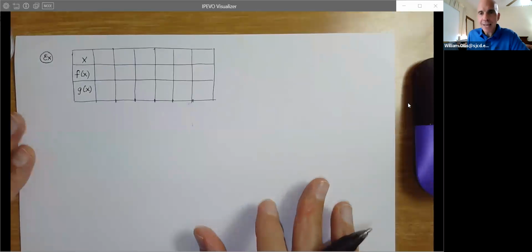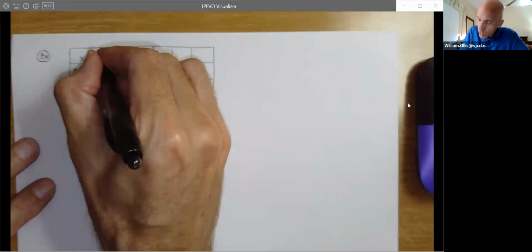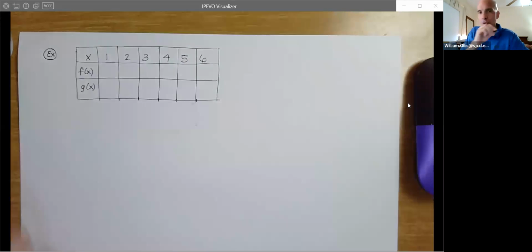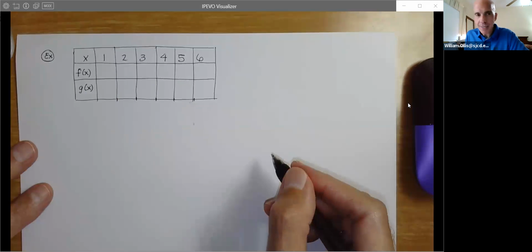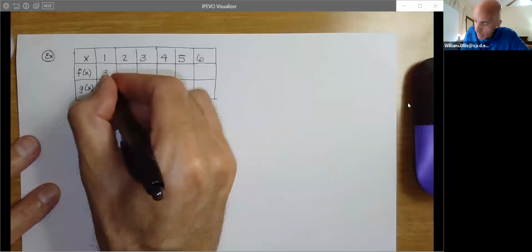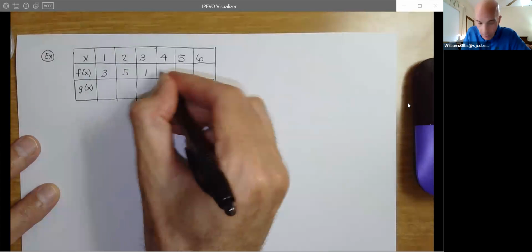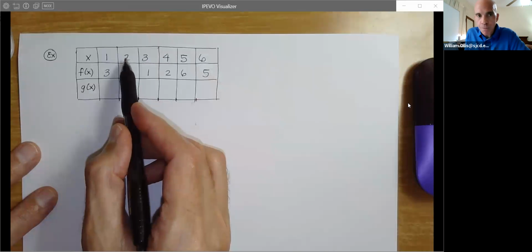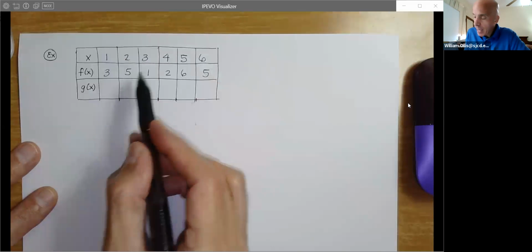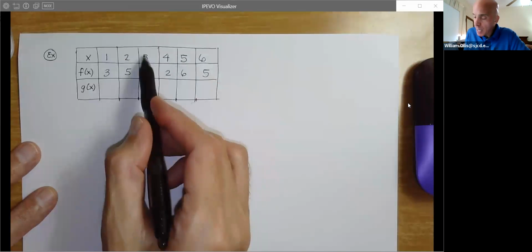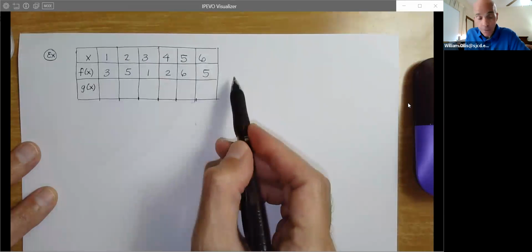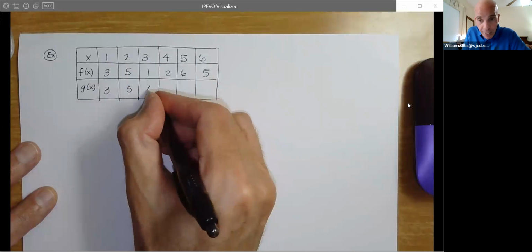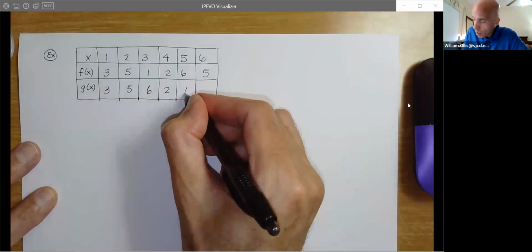So now, like I say, this is a WebAssign problem, and the values of x are 1, 2, 3, 4, 5, 6. You can make up these problems. If you tutor some students, you can make these up. And the values they give us for f are 3, 5, 1, 2, 6, 5. So for instance, here, we would say f of 2 equals 5. f of 5 equals 6. So here's the input, here are the corresponding outputs for f. And for g, we have 3, 5, 6, 2, 1, and 4.